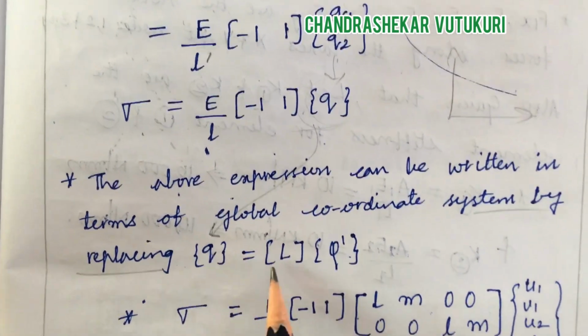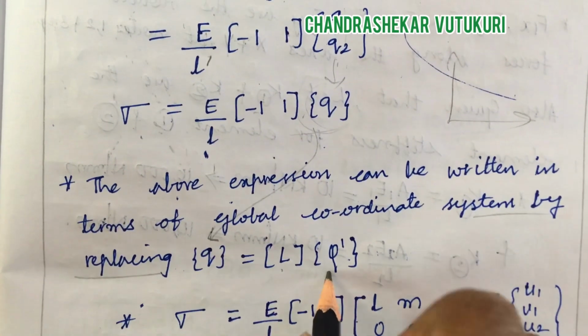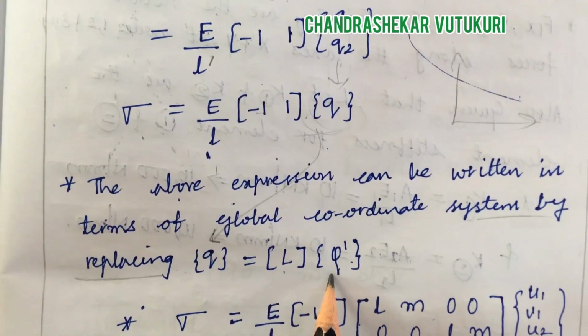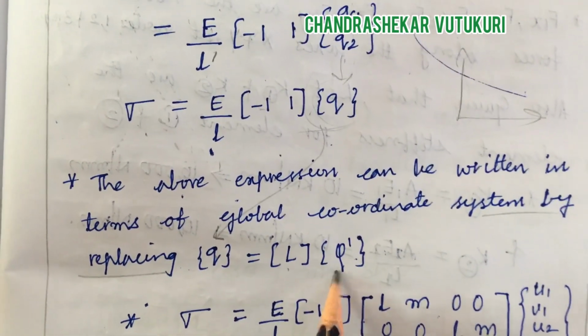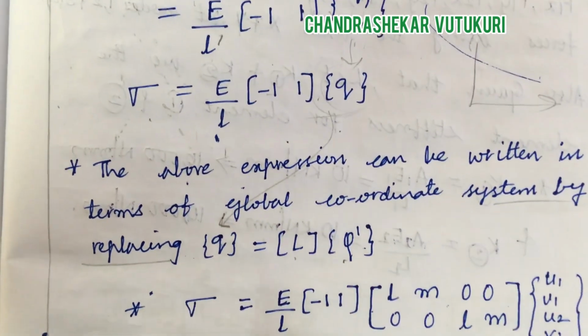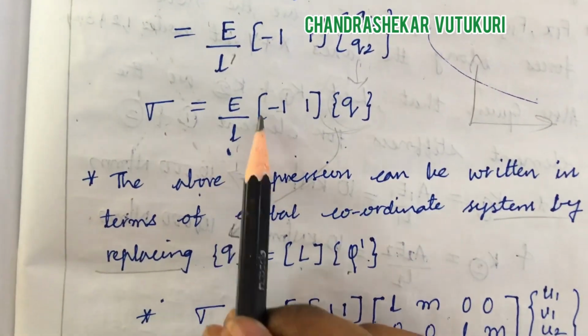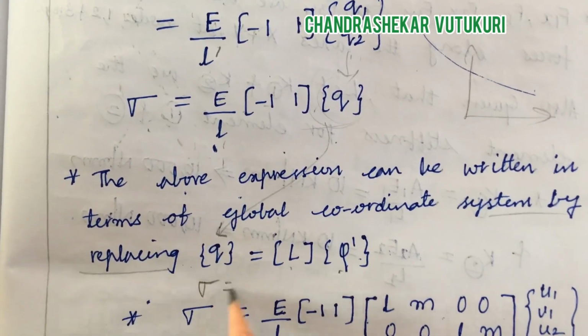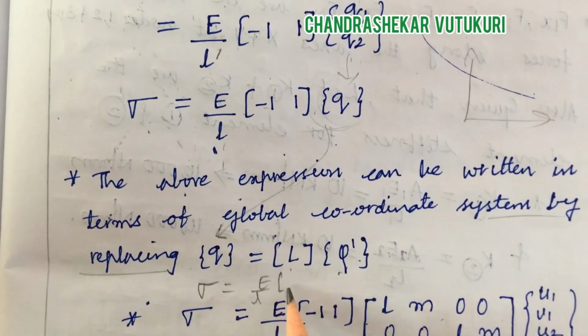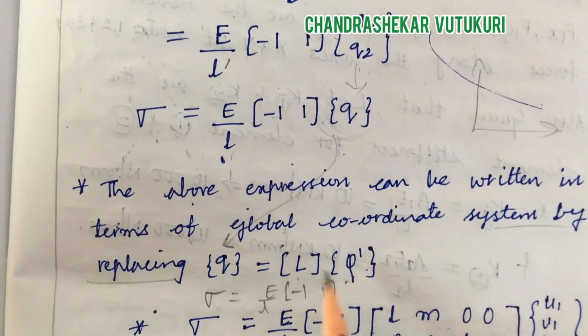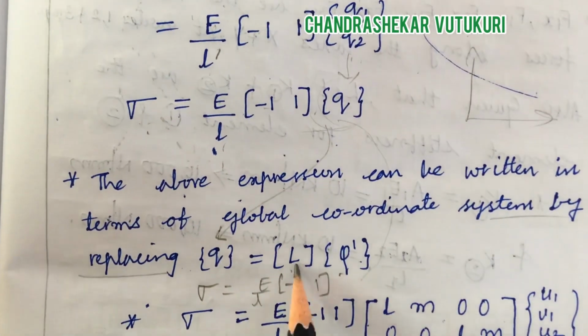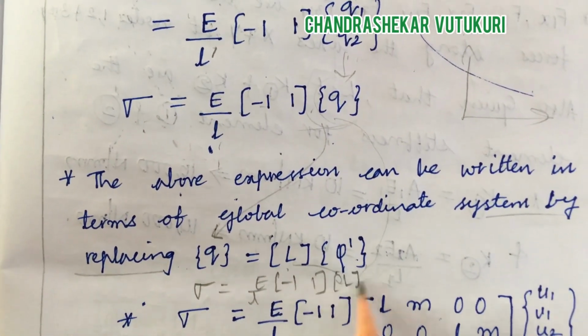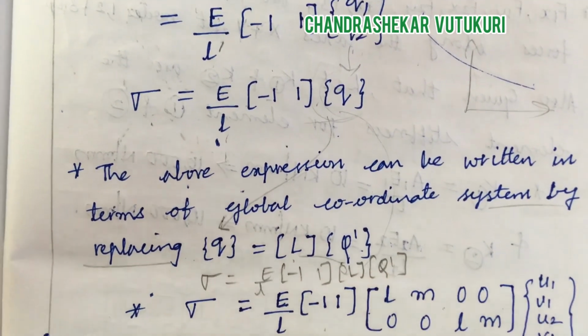In place of q, we write the transformation matrix times the global displacement, capital Q, that is, the global displacements. So sigma equals E by L minus 1 1, and again, in place of q we write the L matrix and the displacement matrix.